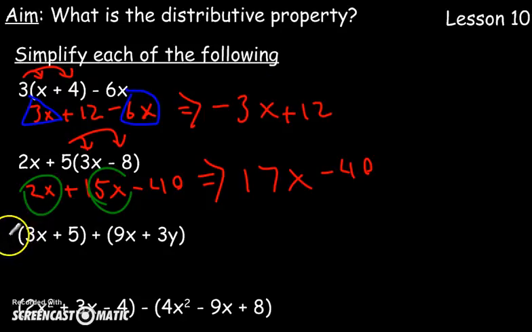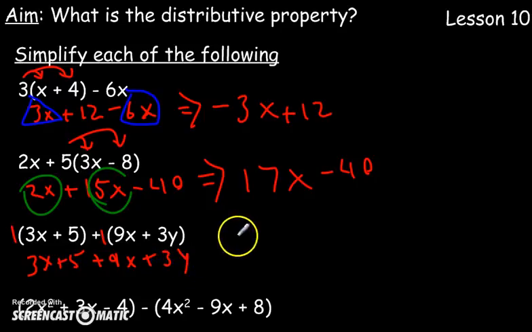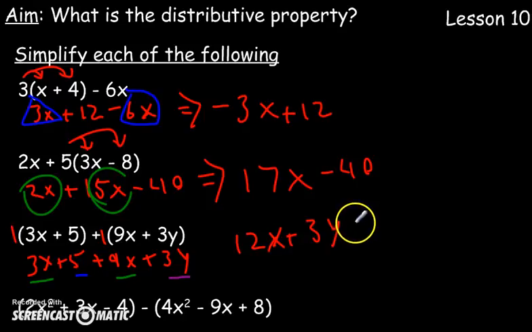Alright, in this one we have two distributions to do, but they are incredibly easy ones. 1 times anything is going to stay the same. Same thing here. That's still 9x, still 3y. Now to combine the like terms. These are the like terms. These are unlike terms. This one is kind of like its own term by itself, and so is this one. Okay, so that is 12x plus 3y, and what is it, 5? Okay, so this becomes that.